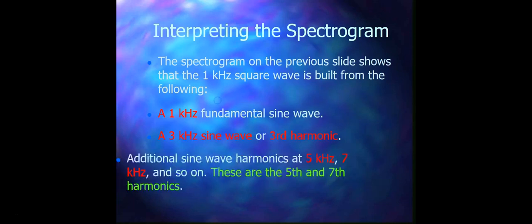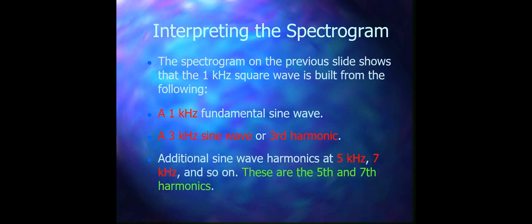Now interpreting the spectrogram. The spectrogram on the previous slide shows that a 1 kilohertz square wave is built from the following: a 1 kilohertz fundamental sine wave, a 3 kilohertz sine wave or third harmonic, and additional sine wave harmonics at 5 kilohertz, 7 kilohertz, and so on. These are the 5th and 7th harmonics. Now moving on to the next slide.